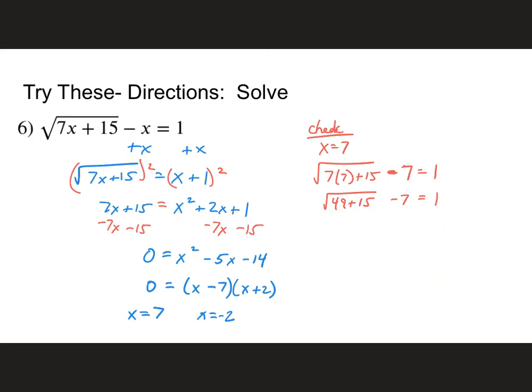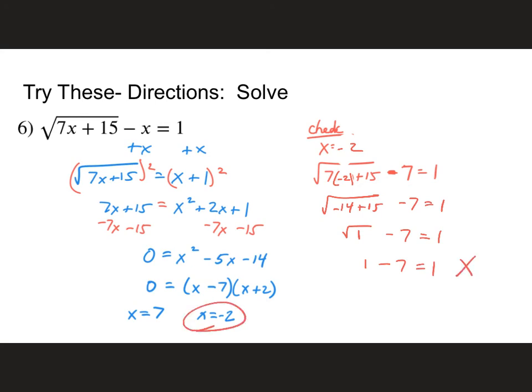Okay, I did not leave myself enough room. Let's do that again and try negative 2 for my answer. We'll check negative 2. So I have the square root of 7 times negative 2 plus 15, minus 7. That's the square root of negative 14 plus 15, minus 7. Negative 14 plus 15 is 1. And I end up with 1 minus 7. Oh, that does not equal 1. So negative 2 here is not a solution. That is my extraneous guy. The only solution is x equals 7.